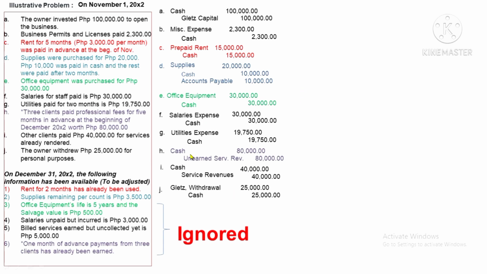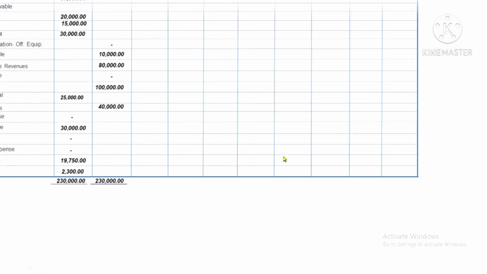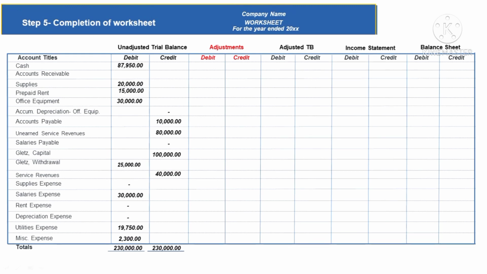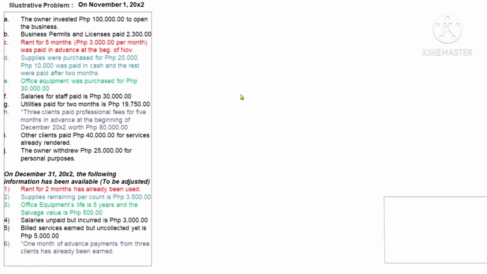On episode 4, these journal entries have been posted to the T accounts or the ledger, and it became like this. Also, in the same episode, the totals of this ledger or T accounts were organized to form the unadjusted trial balance, and this is the unadjusted trial balance. In this current episode, again, we need to fill up the third and fourth columns of the worksheet, and to do that, we need to consider the set that has been ignored in episodes 3 and 4. These are the set of transactions.